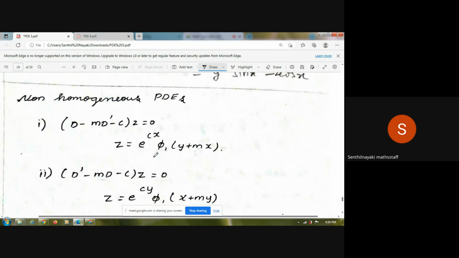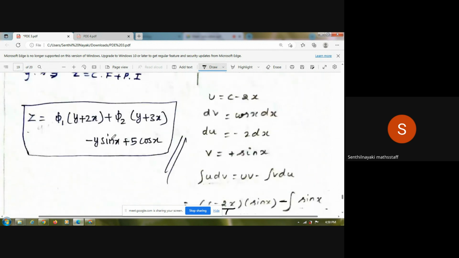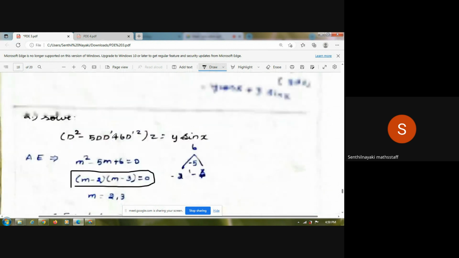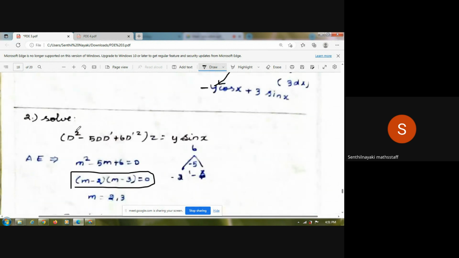Okay, the other one is non-homogeneous PDE. So far we have discussed the homogeneous PDE because the order of each and every term is 2. Listen, so this is d square, this is d dash. So here second derivative, here also second derivative, here d dash square, here also second derivative. So in each and every term the order is 2. The same order is maintained in each and every term, then this is called homogeneous PDE.